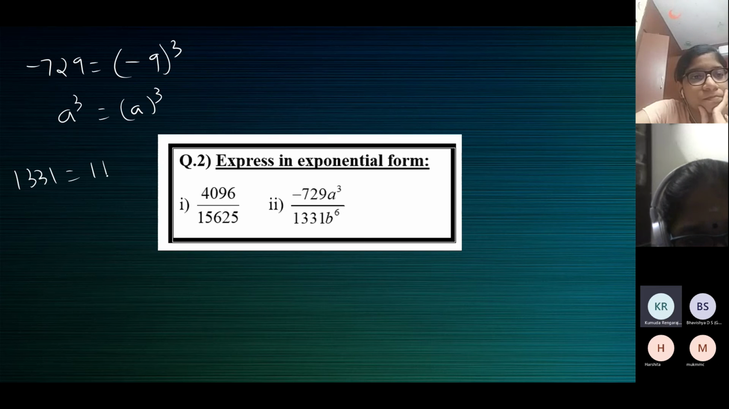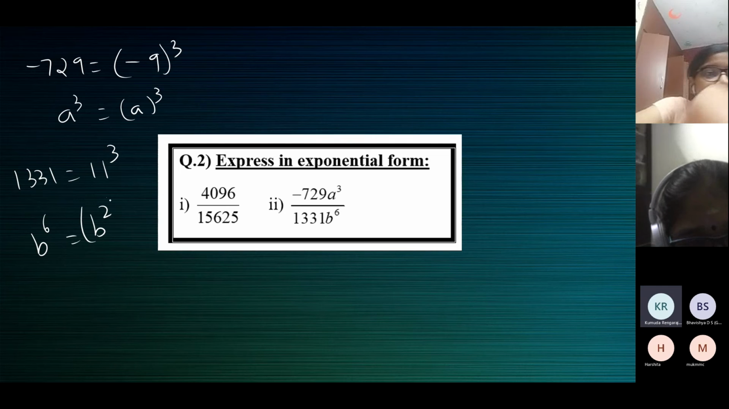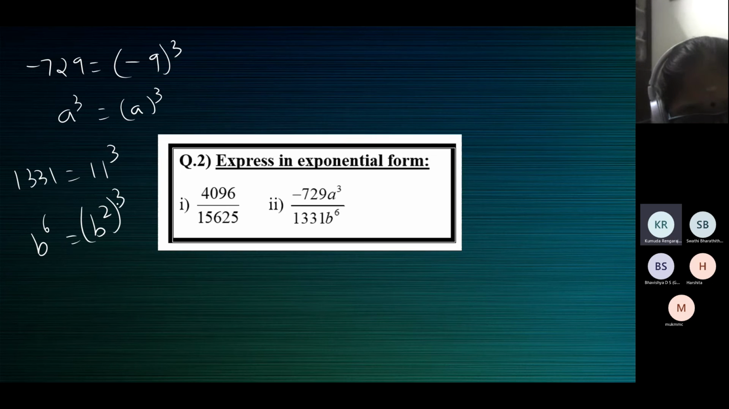1331 is 11 cube. b to the power 6 is b square the whole cube. Because when you have many powers, what do you do? You multiply the powers. 2 into 3, 6. You want it to the power 3. So b square the whole cubed.